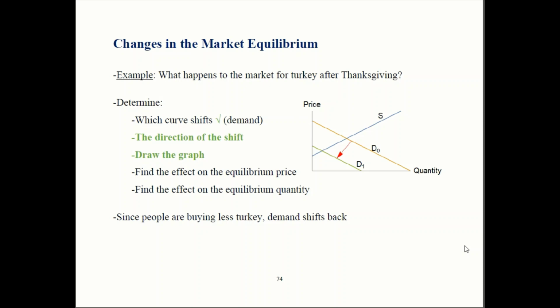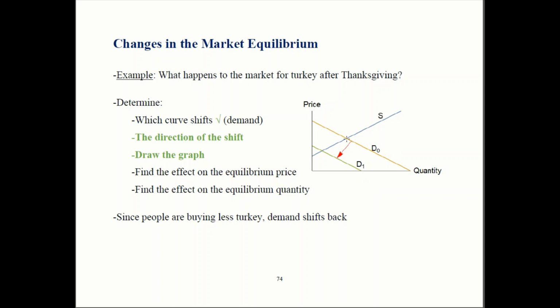Now we have to draw a graph. Here I have the supply curve, which is not shifting. D0 is the old demand, and we're starting out over here. Once Thanksgiving passes and we become less interested in turkey, demand shifts back, and now our new demand curve here is D1. This arrow is showing that shift. So that's step 3. We drew our graph. Now we have to figure out what happens to price and what happens to quantity.